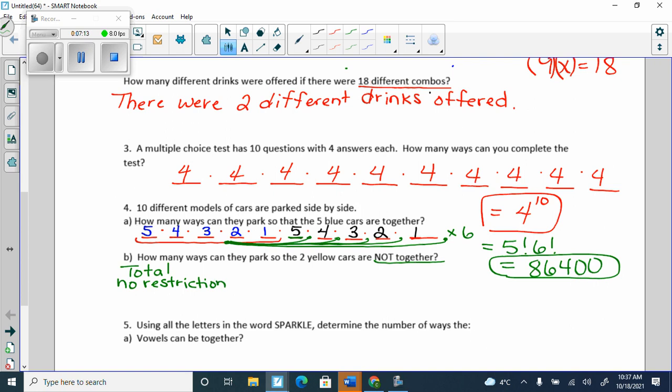So that's all the ways I could park the cars completely, no restrictions, right? And then what did I subtract off? The 2 yellow cars, what? Instead of not together, I do together. And then what's left over? The 2 yellow cars not together.